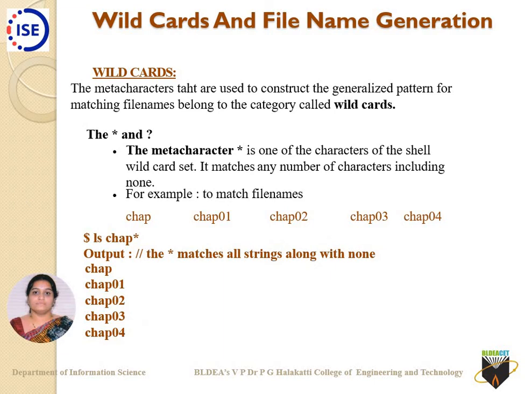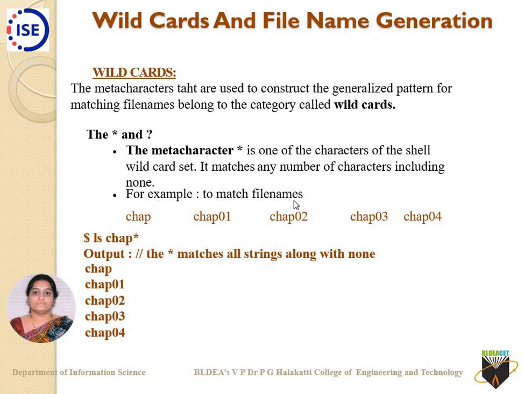Now, what are these meta characters? You can call them wildcards, or anything. For example, if I have an asterisk, what do you mean by asterisk here? Asterisk is one of the characters of the shell wildcard set. It matches any number of characters including none. Including none is nothing but including nothing, it will be matched.